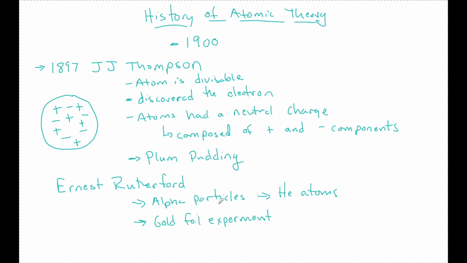Now, because these positive helium atoms were traveling through and they were so big, he pretty much expected them to pass right through the piece of gold foil and the atoms of the gold foil and not be deflected at all, because they figured everything would be distributed evenly in JJ's model, so the atoms would pass right through without being deflected. And what we found out was that was not true at all.